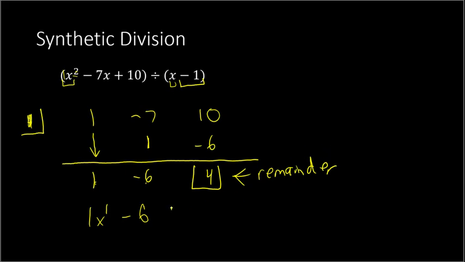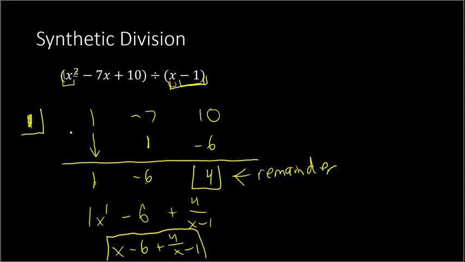So we take the remainder and we write it as a fraction. We take 4 and write it over our divisor, which was the x minus 1. So your final answer is going to be x minus 6 plus 4 over x minus 1. All right, and that's your process.